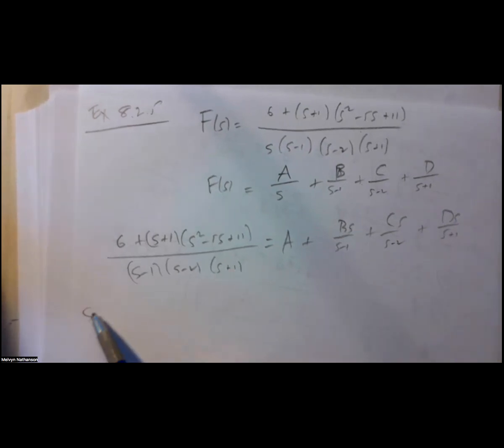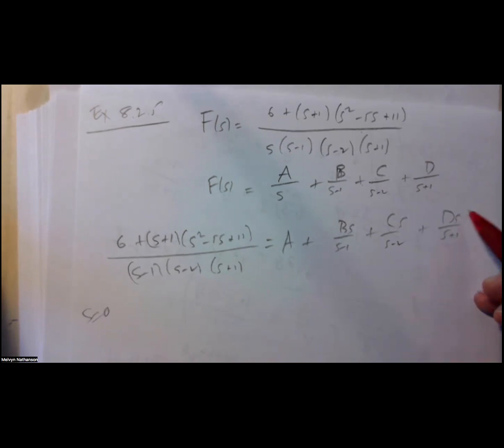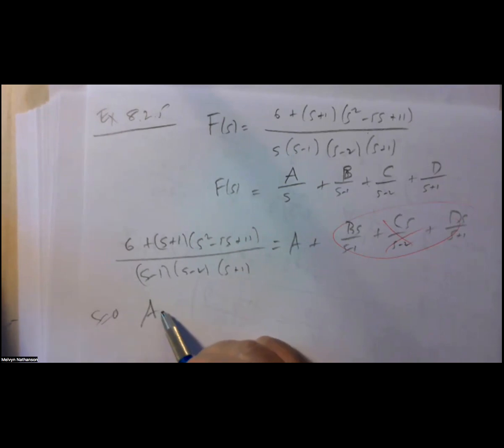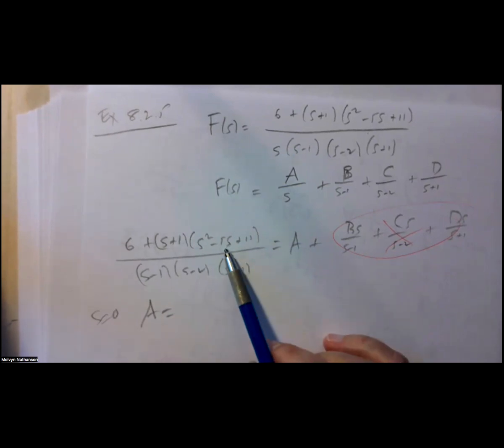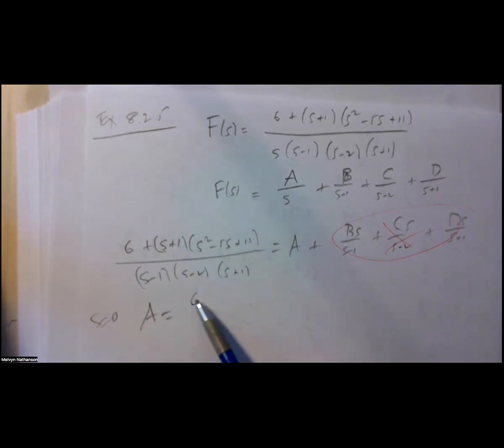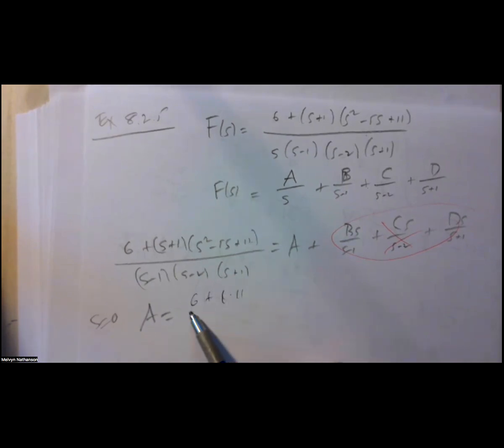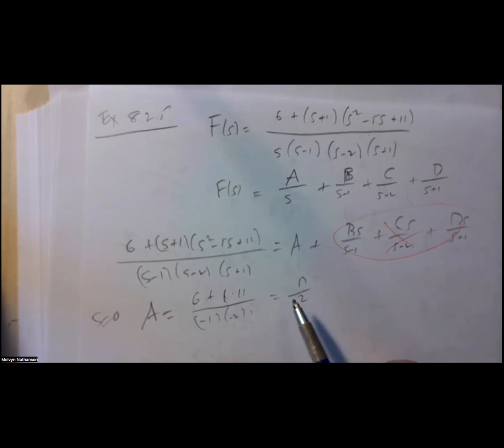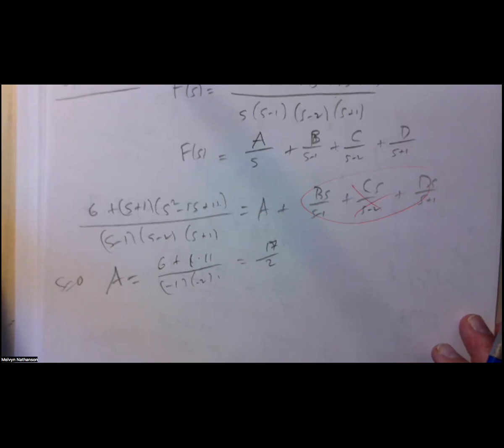If you let s equal 0, all of these terms become 0. So we just get A equal to what? And what is this equal to when s is 0? 6 plus 1 times 11 over (-1)(-2)(1). That's 17 over 2. So A is equal to 17 halves.